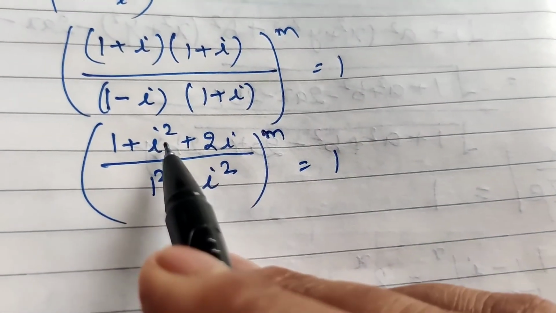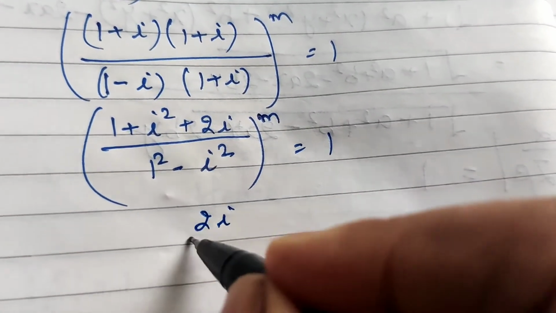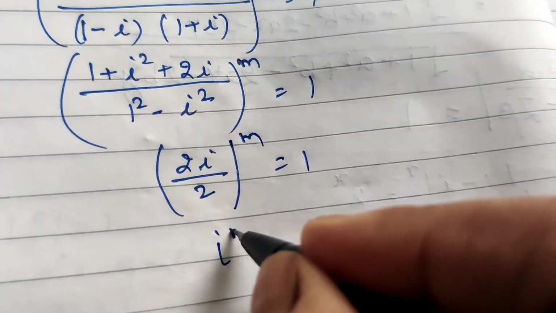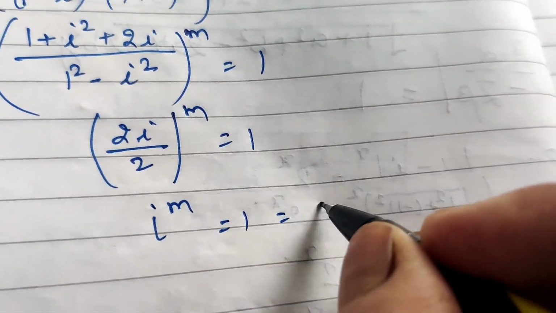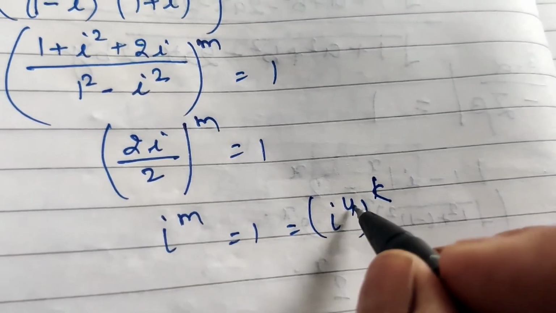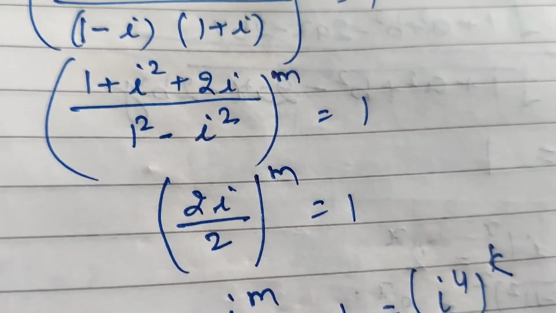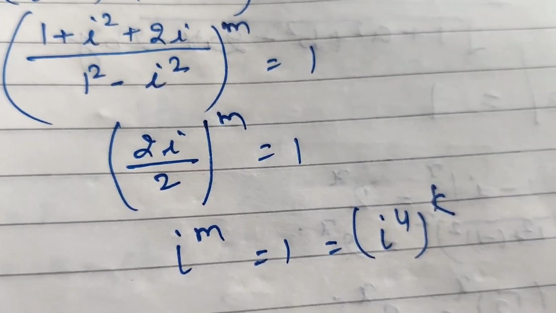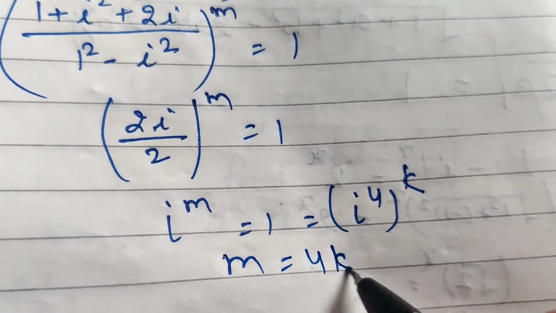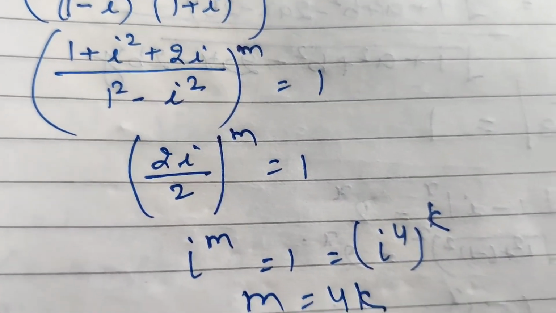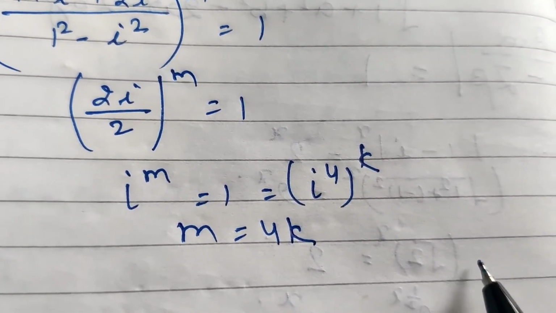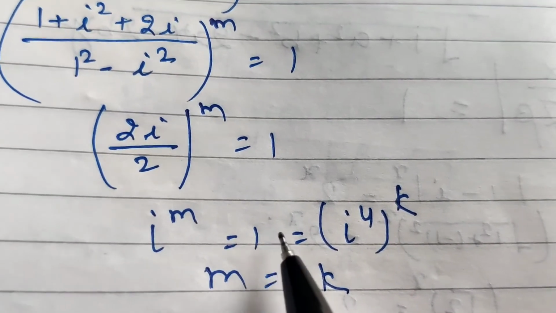It is 1 minus 1, 0. It is 2i upon 2, and it means i raised to power m equal to 1. So we can write i raised to power 4, any power of this. i to the power 4 equal to 1. Okay. So i raised to power m equal to this. So m equal to 4k, k is some integer. k is any multiple of 4. Thus the least positive integer is 1.